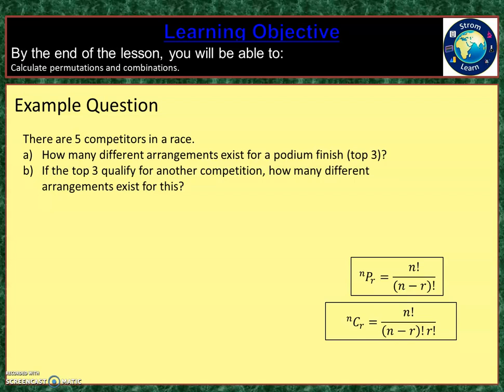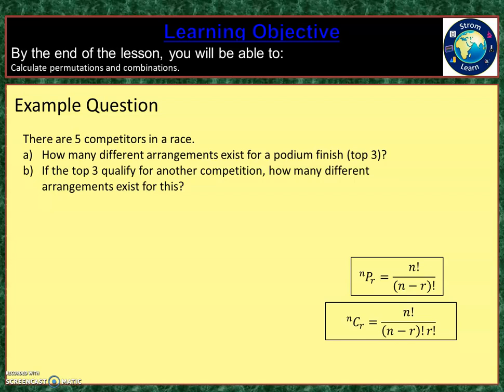So we're told there are 5 competitors in the race. In question A, we're interested in the number of different arrangements that exist for a podium finish. So finishing in the top 3. So how many different ways are there of a first, second and third place? Whereas question B is saying if the top 3 qualify for another competition, how many different arrangements exist for this?